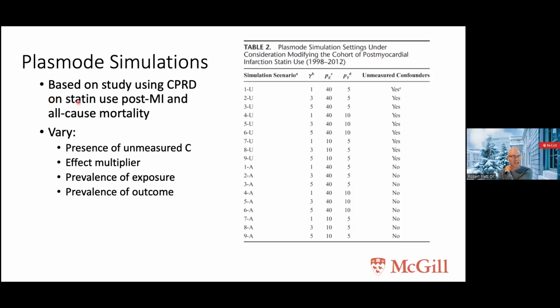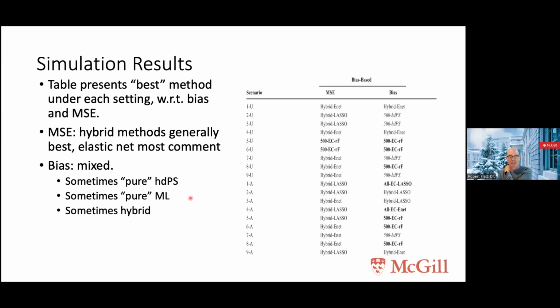I see a question in the chat that's anticipating some follow-up here. And the long and short of this was the results were somewhat mixed, but the hybrid methods, using high dimensional propensity score to screen and then machine learning to fit the models, did reasonably well in terms of getting the outcomes.